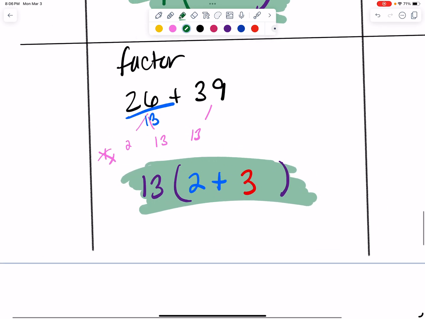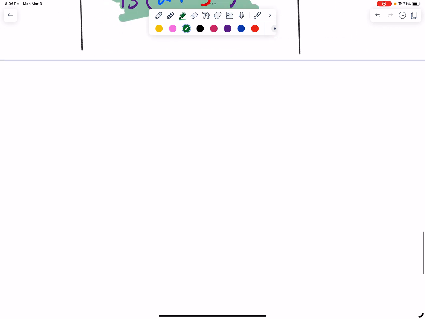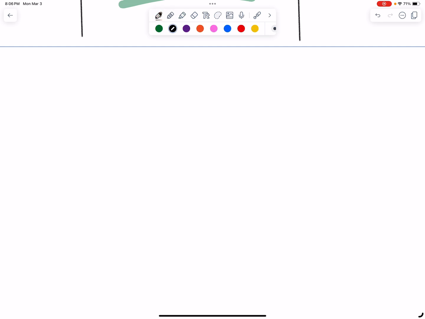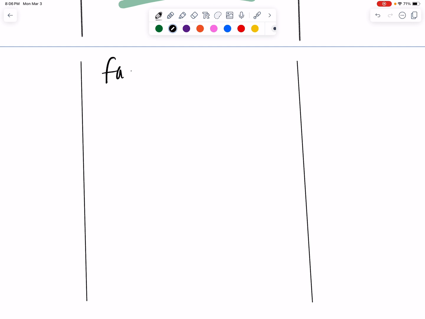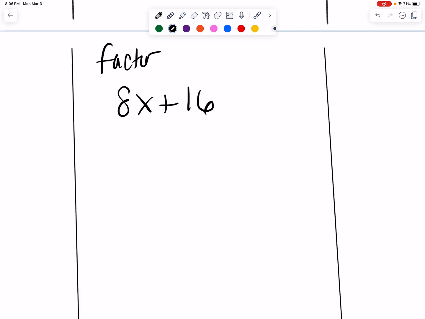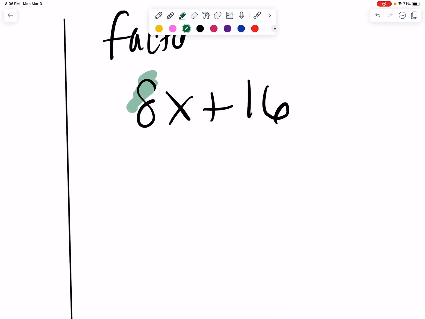That was fun. Okay. The last thing we're going to do is the same thing with variables. Remember, a variable is a symbol or letter that stands for a number. Factor 8x plus 16. This one's kind of cool because I know 8 and 16.